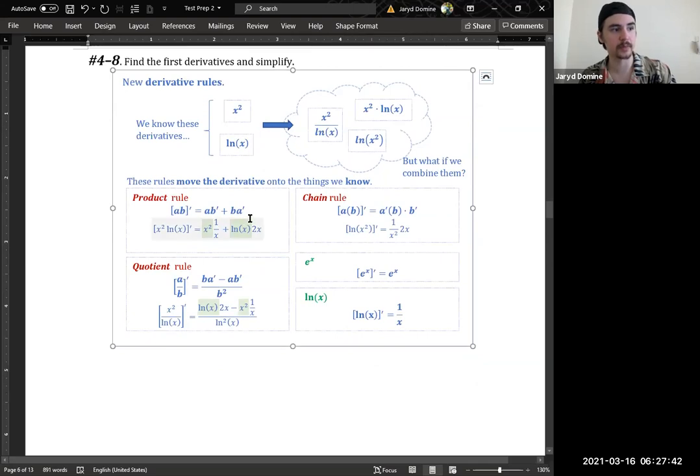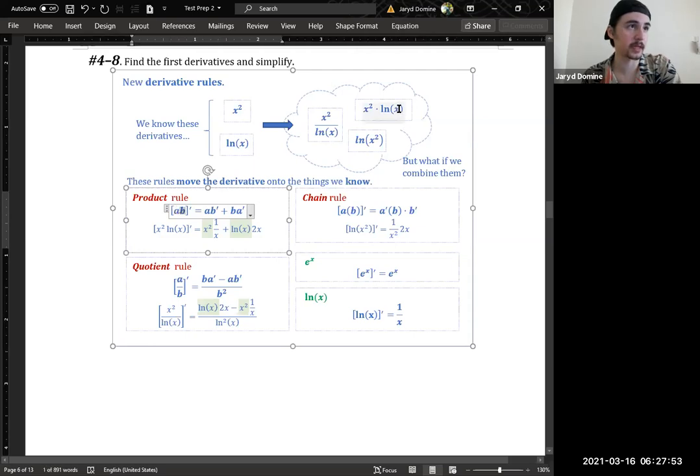Make sure you have these down pat. You can use all sorts of mnemonics to remember them. But okay, so the product rule. If I have two functions that are multiplied together, so like up here, x squared times log x, and I'm taking the derivative, I do first times derivative of second plus second times derivative of first.